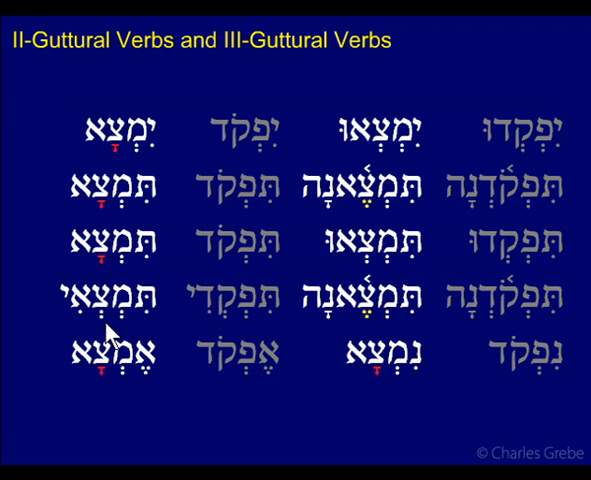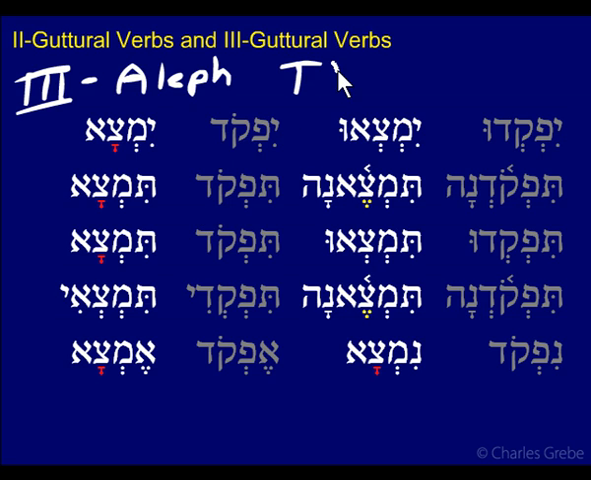Then lastly, one more. This is the third aleph, which really is just a subset of third guttural, because aleph is, after all, a guttural. It's just we have one more feature going on here, a couple of them anyway. What we see here is that the theme vowel is a comets. Why isn't it a patach?